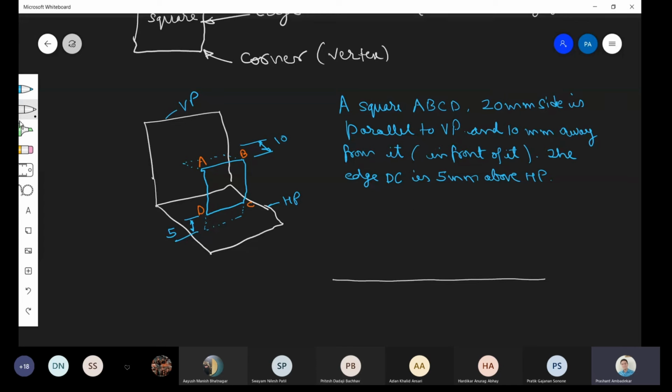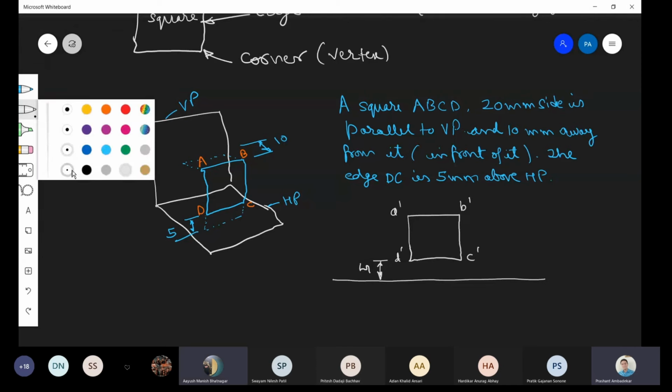So if you draw the front view, where you will draw the front view, you will get the front view like this, correct? Like this, and it will be at what distance? What will be this distance? 5. This distance will be 5 mm, correct? And if I name it, I can name it as A dash, B dash, C dash, D dash. Is it clear to all of you? Any other doubt? No sir.